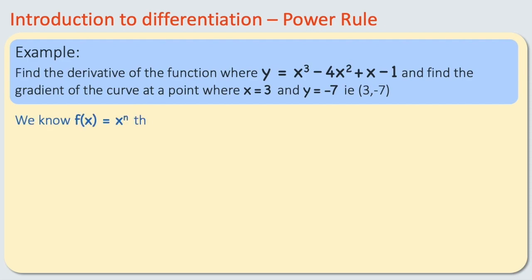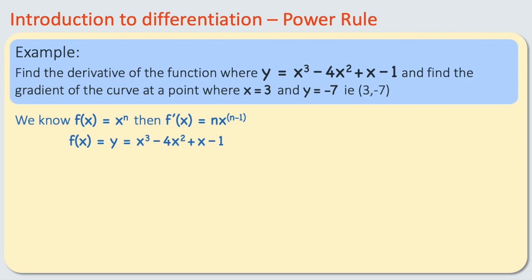We know when f of x is equal to x to the power of n, the derivative f prime of x is equal to n multiplied by x raised to the power of n minus 1. So, let's take our function. F of x is equal to y, which is equal to x cubed minus 4x squared plus x minus 1.